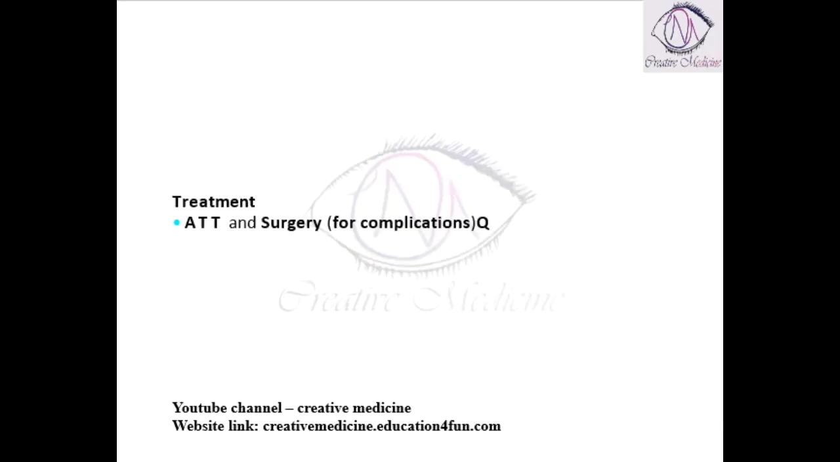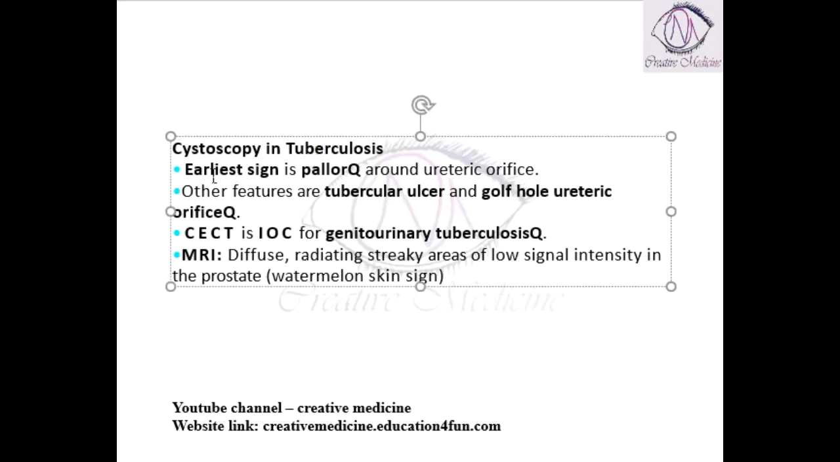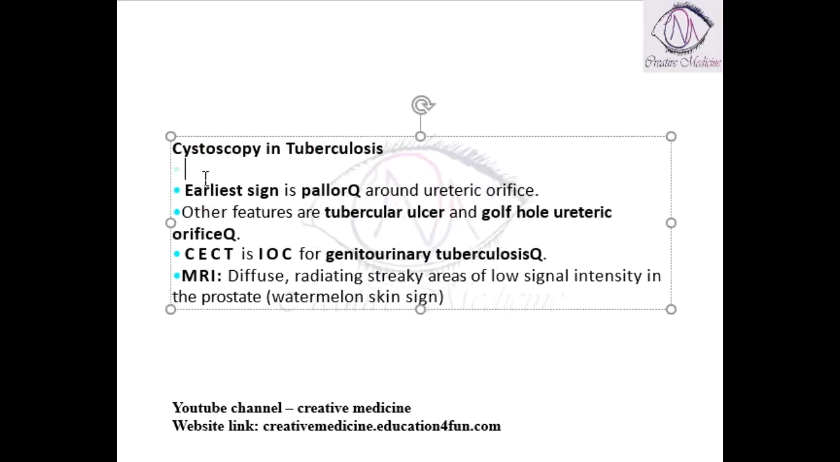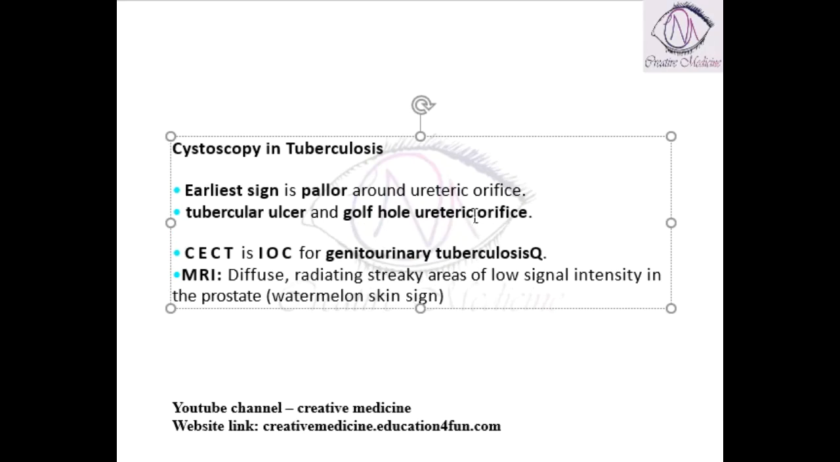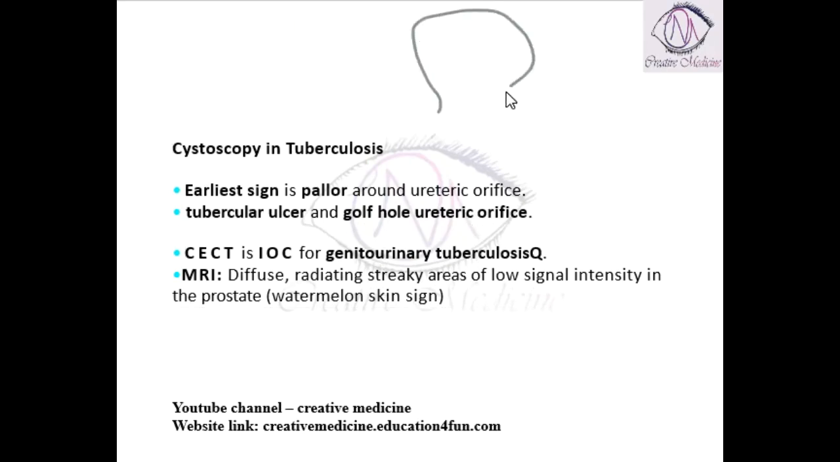Then, cystoscopy in tuberculosis. If you do a cystoscopy in tuberculosis, the earliest sign which you see is pallor, and this pallor is seen mainly around the ureteric orifice. Then tubercular ulcers can also be seen, and golf hole ureteric orifice is seen. So cystoscopy is mainly done for the bladder, right? If you do a cystoscope, you will see the ulcer wherever the tubercular ulcer is, and the orifice of the ureter is seen as a golf hole orifice.